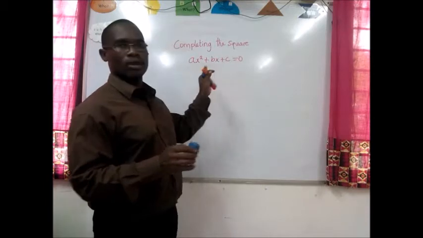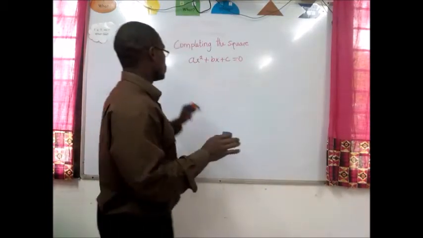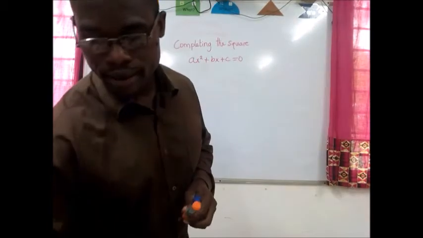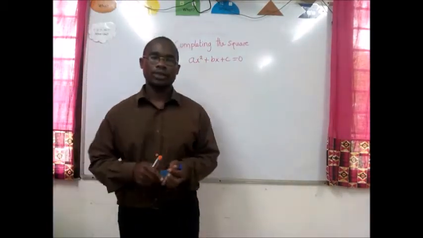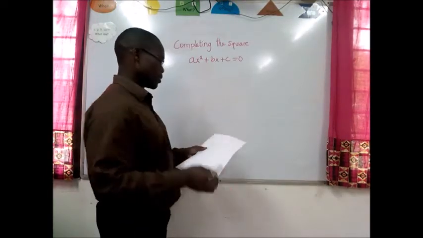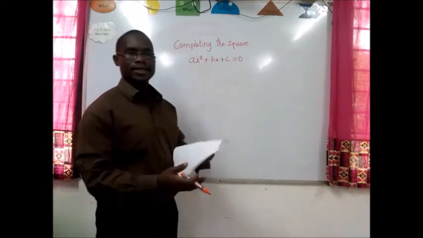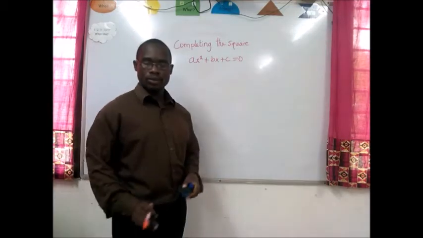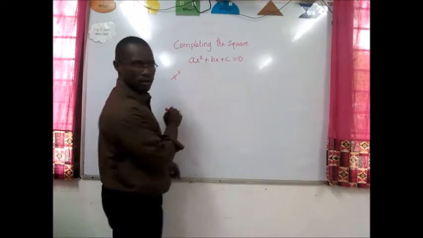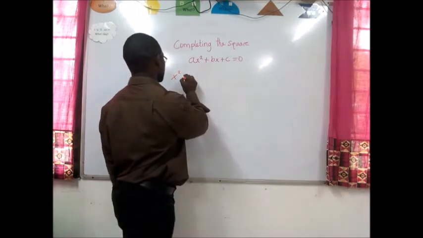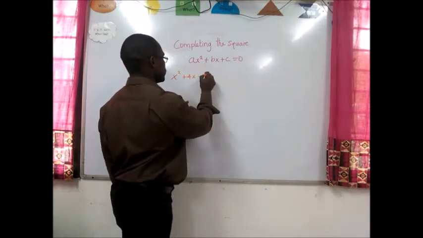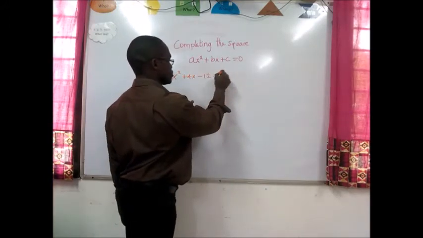So the form of the question that will be given will be like this one. I think it will be good if I go with the examples. So let's see example number 1. It should be x squared plus 4x minus 12 is equal to 0.